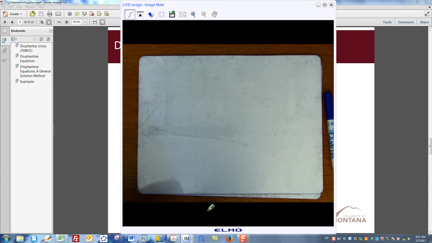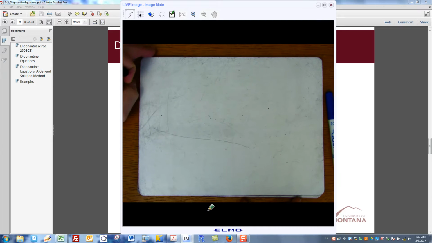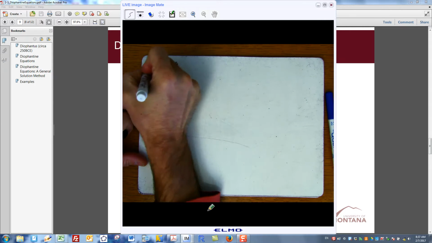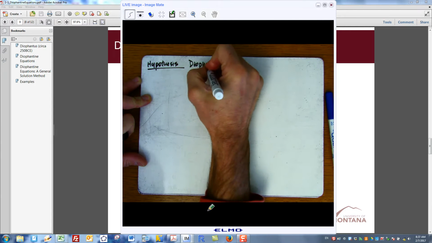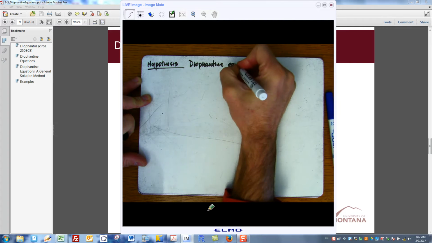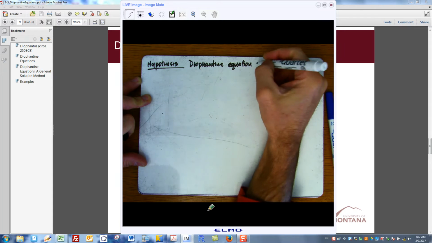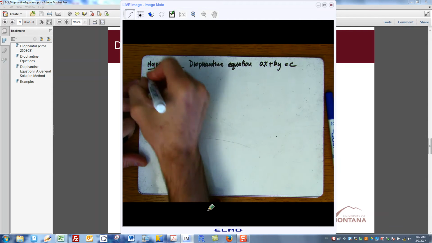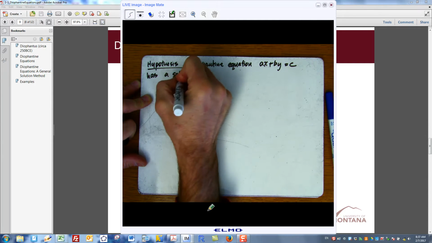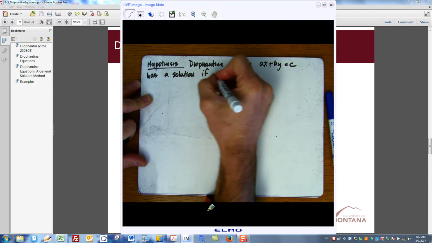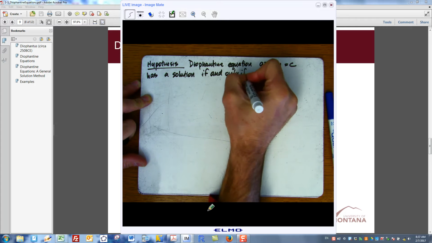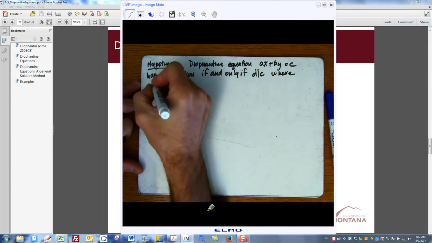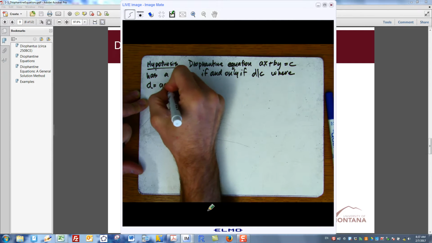All right. So here's our hypothesis. The Diophantine equation ax plus by equals c has a solution if and only if d divides c, where d is equal to the GCD of a and b.